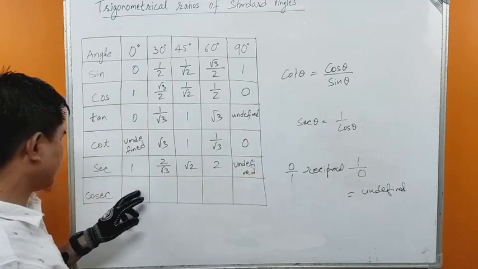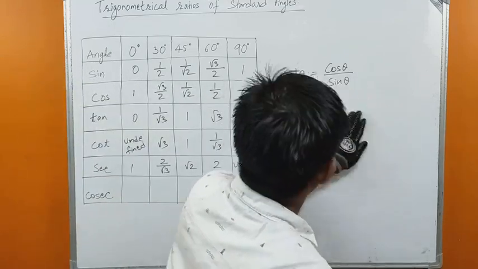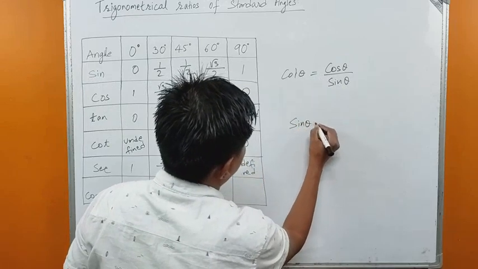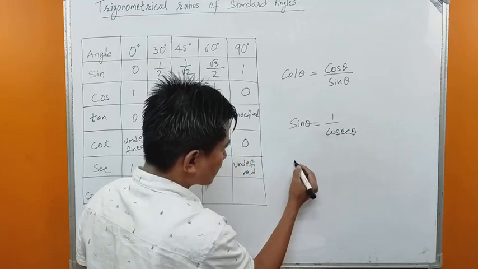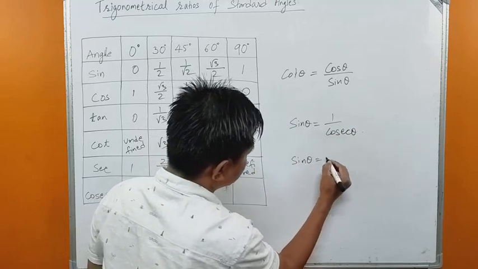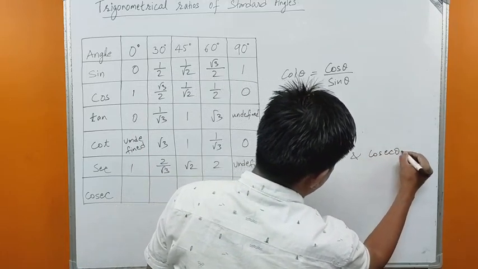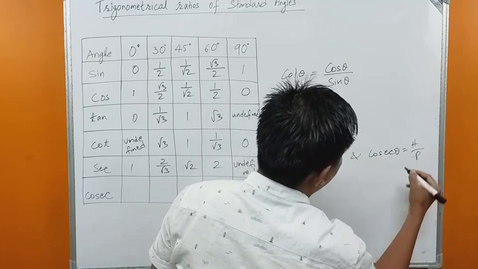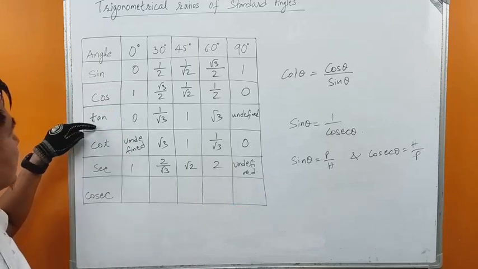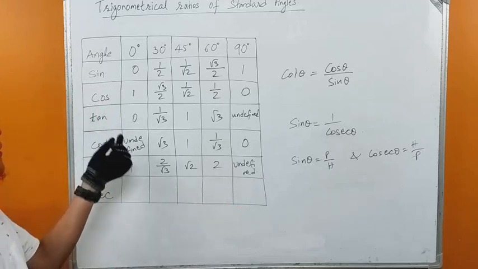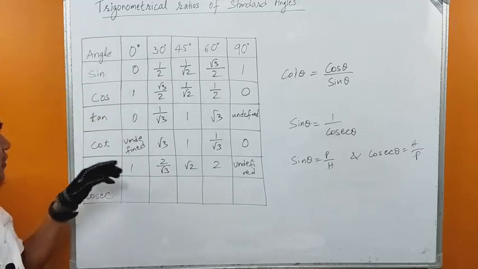Now cosec. Cosec is just the opposite of sine. We know that, isn't it? Sine theta equals 1 upon cosec theta. Because sine theta is perpendicular upon hypotenuse and cosec theta is hypotenuse upon perpendicular, just the reciprocal of each other. We could have done this in case of tan and cot also, but we didn't do that. We just divided cos upon sine and sine upon cos. Now we are just doing this.